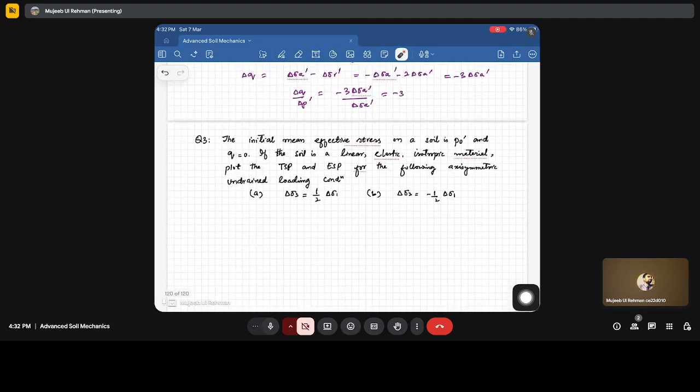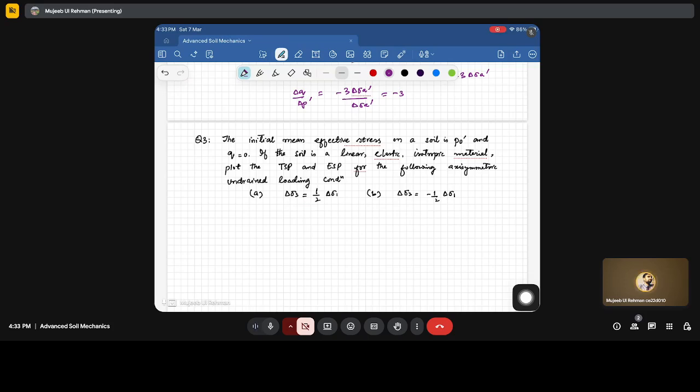Now another question, question number 3. The initial mean effective stress on a soil is P naught dash and Q is 0. The initial state is given. If the soil is a linear, elastic, isotropic material, plot the TSP and ESP for the following axisymmetric undrained loading condition. Please note these lines: linear, elastic, isotropic material, undrained conditions. Immediately it should reflect that you have to take delta P dash equal to 0. We have to plot the TSP and ESP for these two cases.